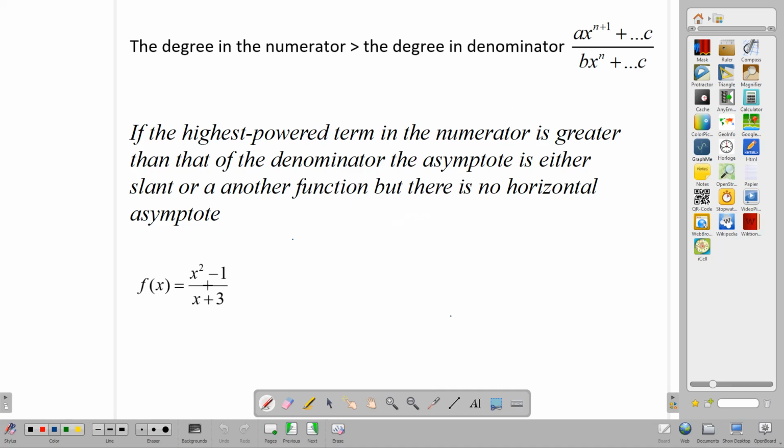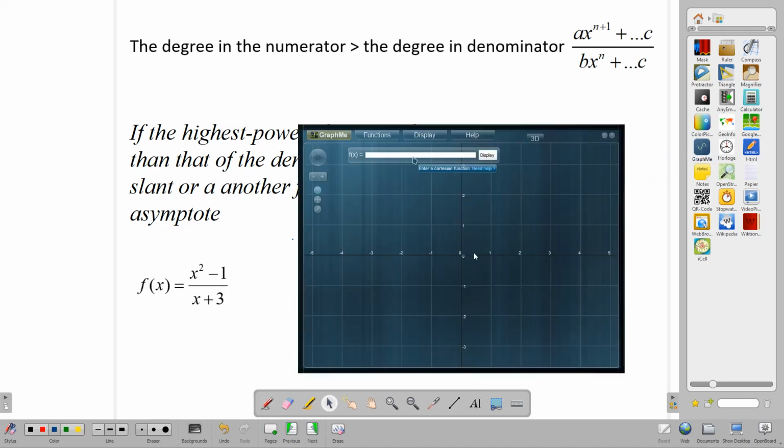And let's try it out on this one and see. So we're going to draw our graph of this one and look at it and see what happens. So let's try to graph this. It's x squared minus 1, so let's just write that in.